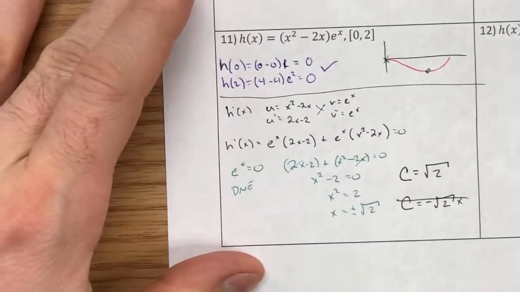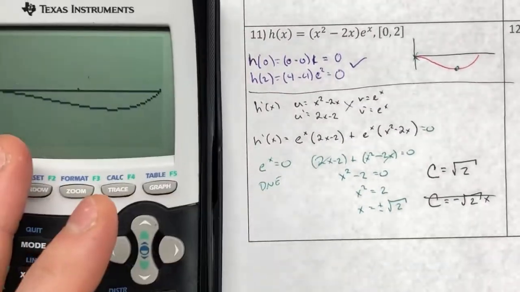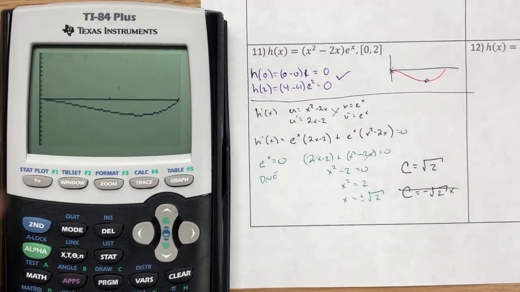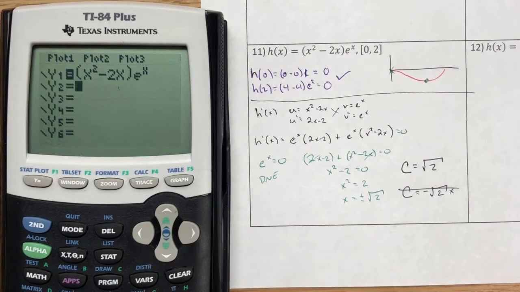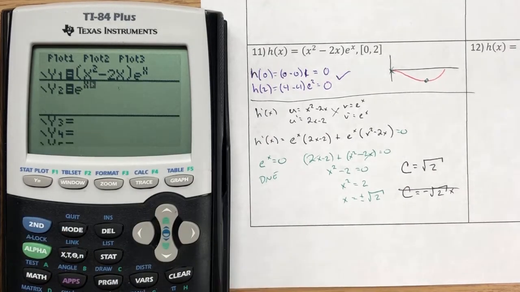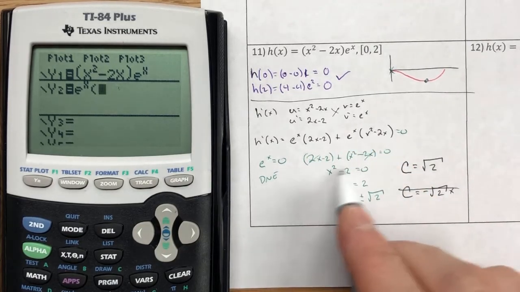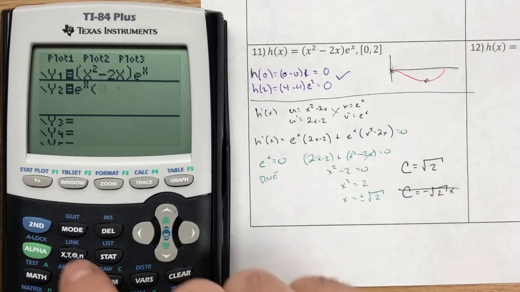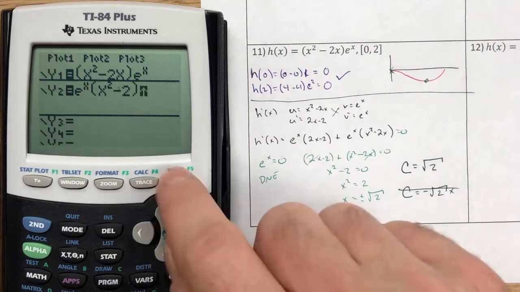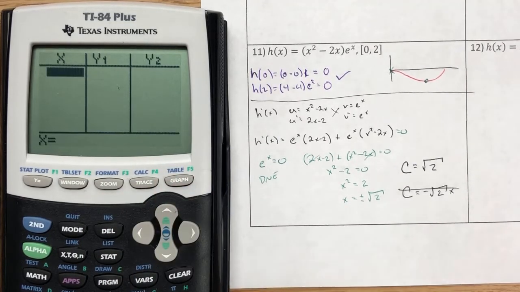So let's go ahead and try that out. We're going to come over here. We have our original function. Let's go ahead and plug in our derivative. So I'm going to plug in the full thing. We have e to the power of x times all of this. Actually, we know that this simplifies down to x squared minus 2. Come over here to our table, and I'm only going to plug in the square root of 2.